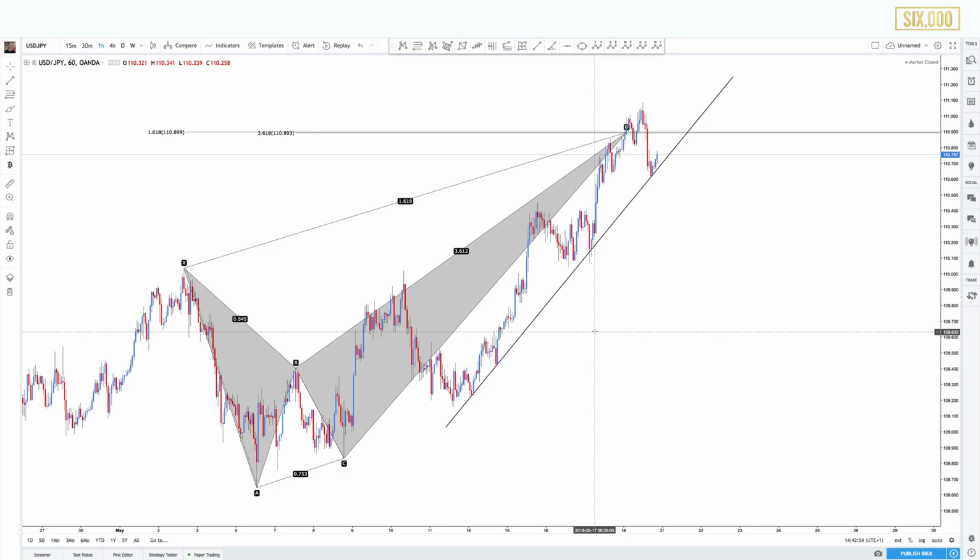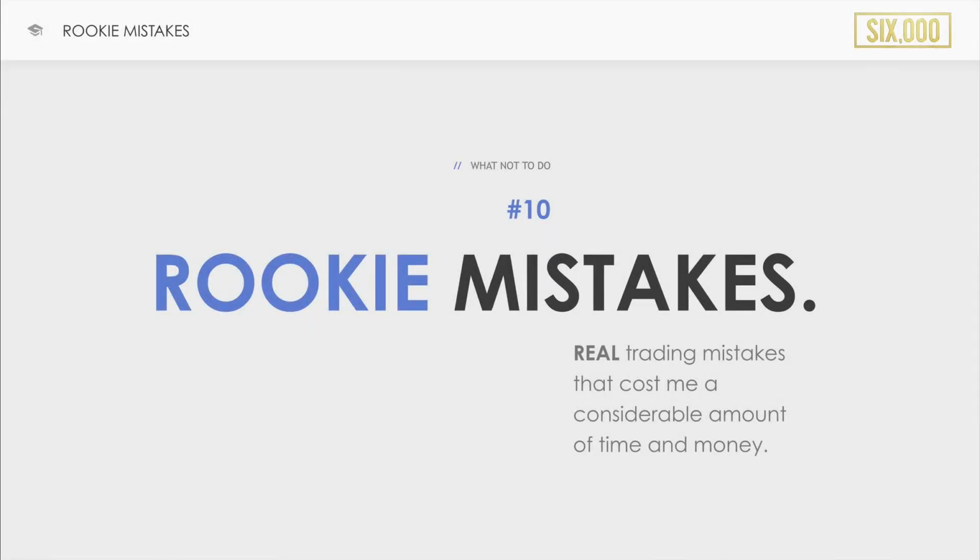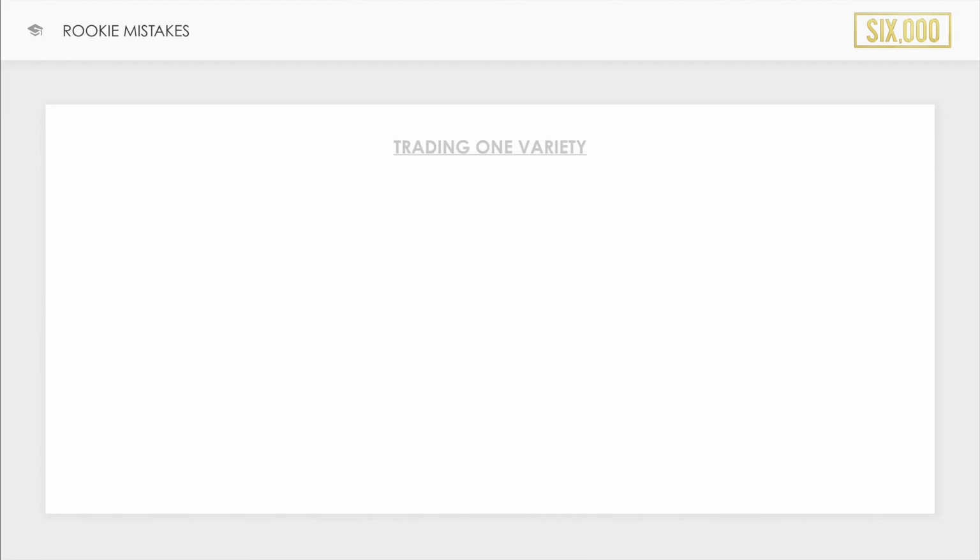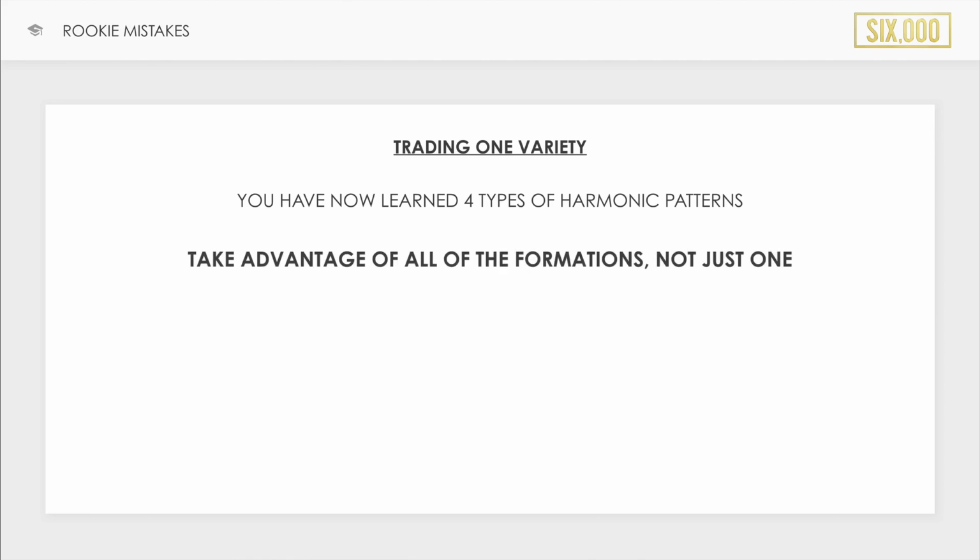And we're now looking at a rookie mistake. Moving on to rookie mistake number 10, and this one is trading one variety. This applies directly to harmonic trading. You have now learned 4 types of harmonic patterns, which are of course the bat, Gartley, butterfly and crab. What I want you to do is take advantage of all of these formations and not just one.